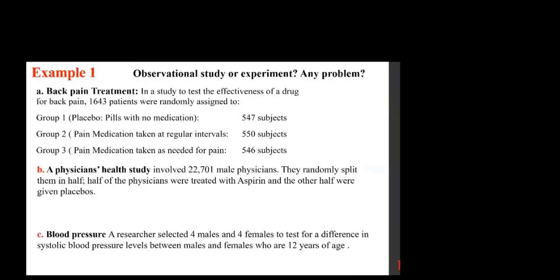Back pain treatment. In a study to test effectiveness of a drug for back pain, 1,643 patients were randomly assigned to Group 1, placebo, pills with no medication, 547 subjects. Group 2, pain medication taken at regular intervals, 550 subjects. Group 3, pain medication taken as needed for pain, 546 subjects. Placebo: normally when we deal with medication, some patients receive no medication. What they are given is called placebo.